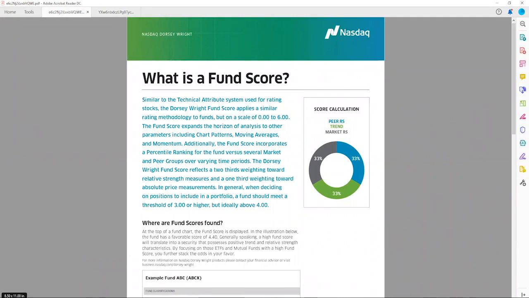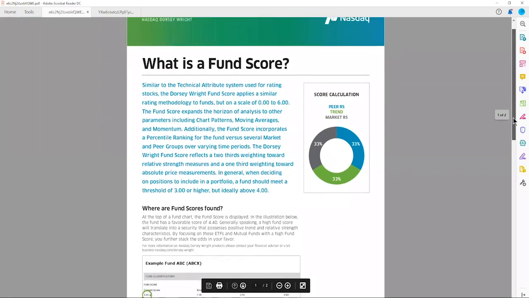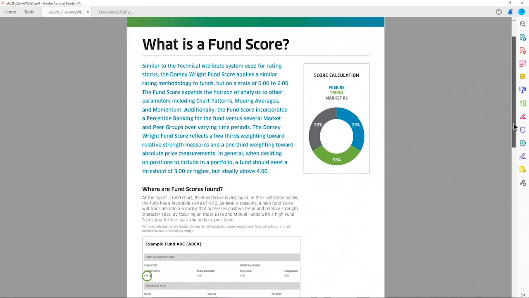So the fund score is going to be a similar methodology to the technical attribute approach that you may be familiar with, but it's going to be looking at things a little bit differently. It's going to be a scoring system that's, again, based solely around ETFs and mutual funds. So all ETFs and mutual funds will have a fund score that goes from 0 to 6, with 0 being the worst and 6 being the best.